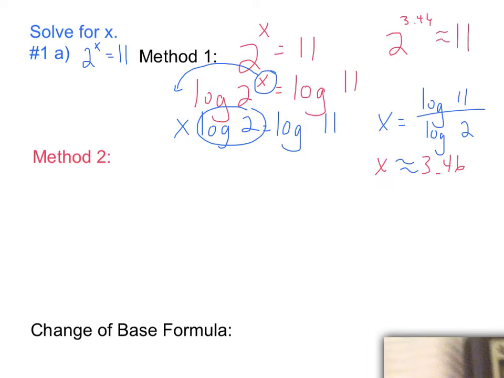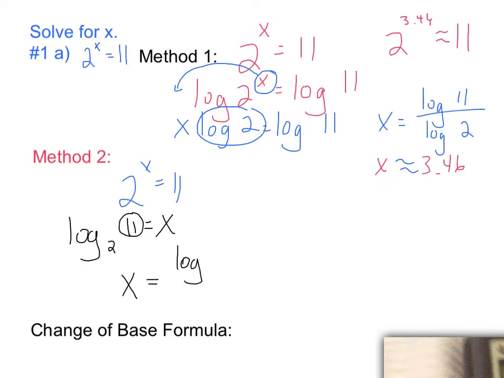Okay. Now, there's another way you could have done that one, and that's this. You could have said, 2 to the x power equals 11. You could have rewritten it in logarithmic form. So it's the log in base 2 of 11 equals x. And now you get to use a shortcut. It's a shortcut that I've waited till now to show you. And you can say that x is equal to the log of the big number, which is 11, divided by the log of the little number, which is 2.